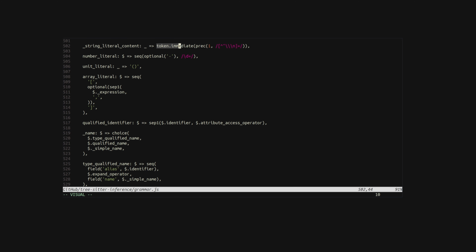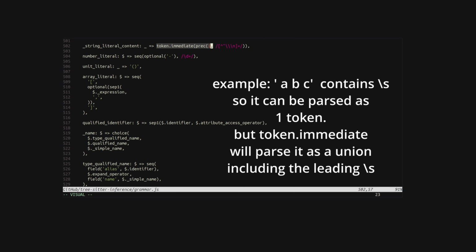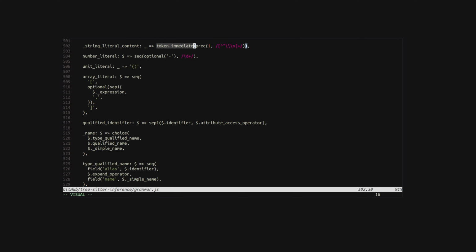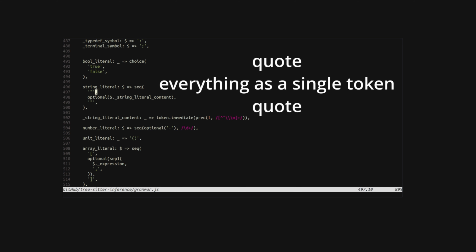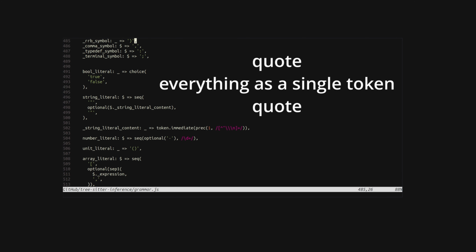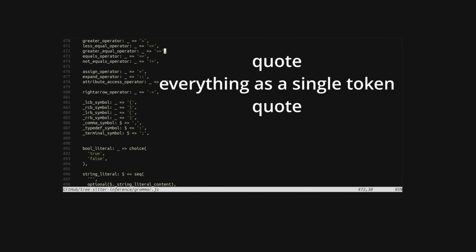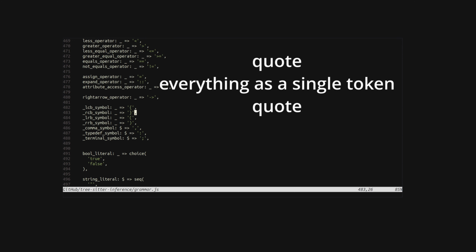For special case, such as token immediate, it ignores extras like spaces or comments. It's called immediate because it begins matching right after the first symbol it matched, meaning it won't keep spaces or ignore comments. That's why we define string content literal as it is. After a quote mark, anything including spaces and typically meaningless symbols needs to be taken into account.